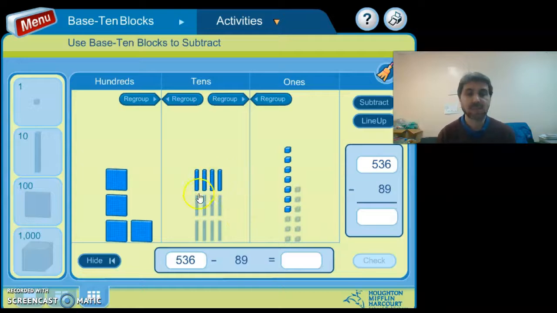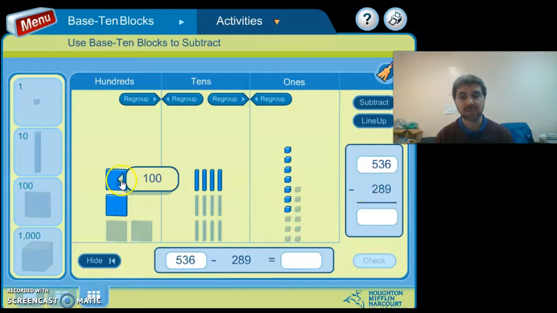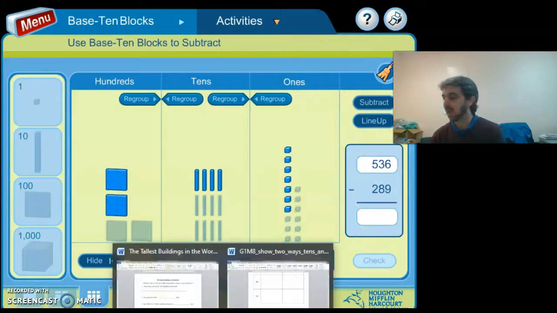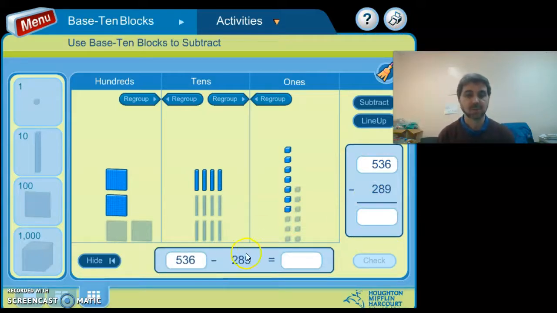And now we need to take away 2 hundreds. 1, 2. So we've taken away 289, and we're left with 247. Okay? So if we go to our paper, all right, just to show you what that looks like.